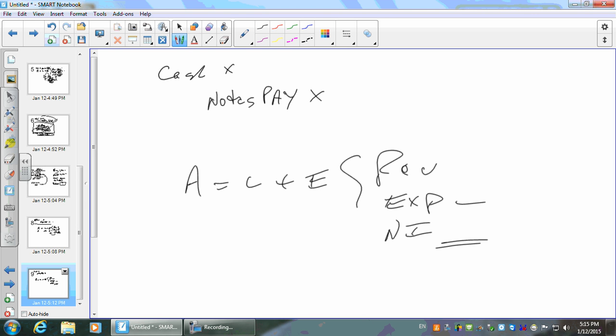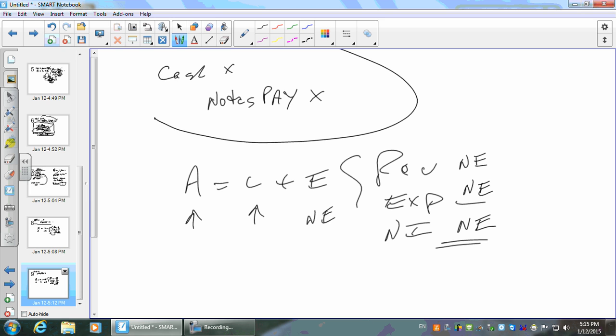Anyway, cash is an asset, I have more. Notes payable is a liability, I have more. Does anybody see an equity in there? No, no effect. Anybody see a revenue? No, no effect. Anybody see an expense? No, no effect. So therefore, what would be the effect on net income? Nothing. How could anybody possibly miss those questions? What do you have to know? How to record the transaction. If you don't know that, you're done, right?